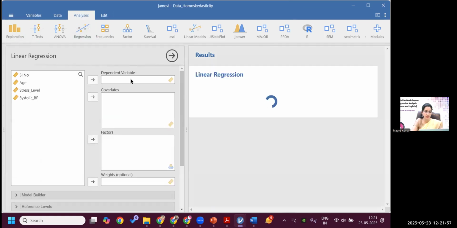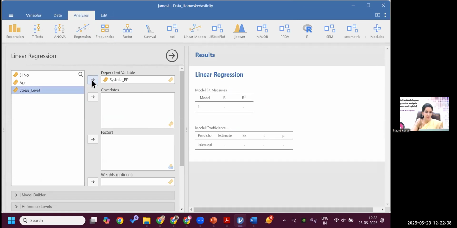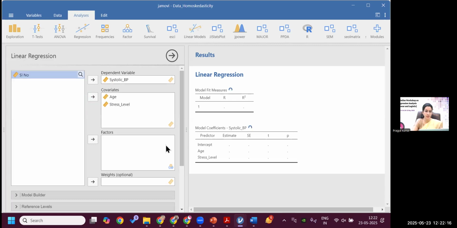For regression, you have to click on regression and I'll go with linear regression. If you go to linear regression, my dependent variable, if I see, was systolic BP. So I'll move this here. Systolic BP is my dependent variable, and my two independent variables are age and stress level. So I will move these to covariates. In this box, you have to move the continuous variables, and in this box, you have to move the categorical variables.